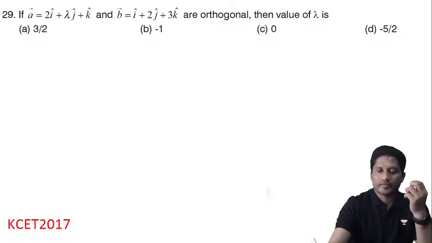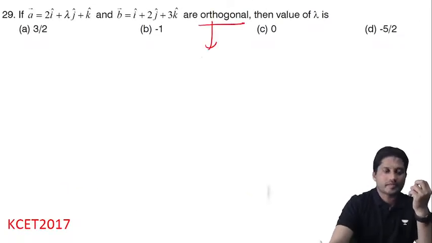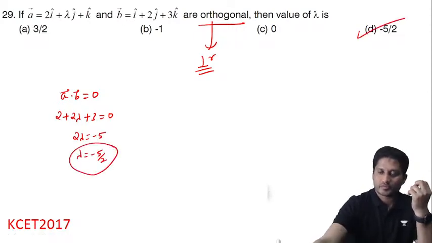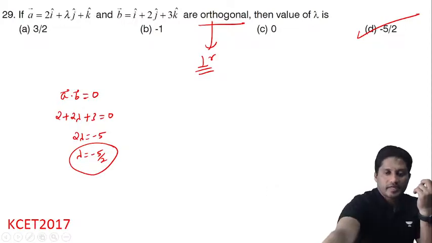If two vectors are orthogonal, meaning perpendicular, right? Orthogonal means A dot B is 0. So if I take the dot product, 2 into 1 is 2, lambda into 1 is lambda, plus 3 is equal to 0. Then 2 lambda is equal to minus 5, lambda is equal to minus 5 upon 2. Okay, the answer is option D. Right, let's do one more question, guys.